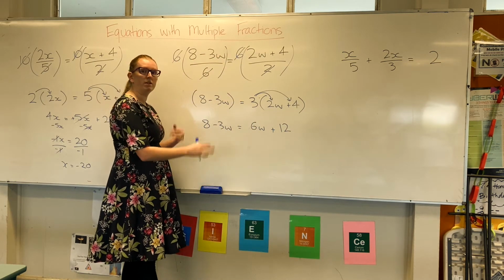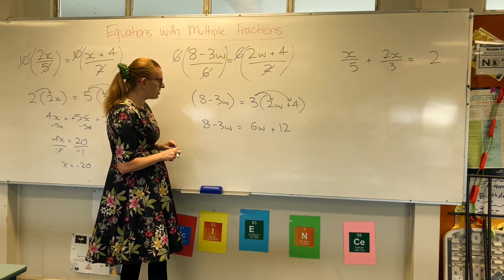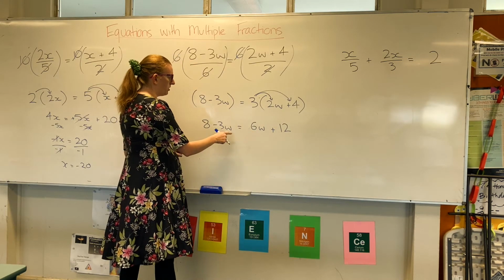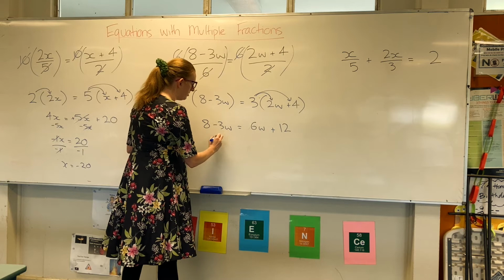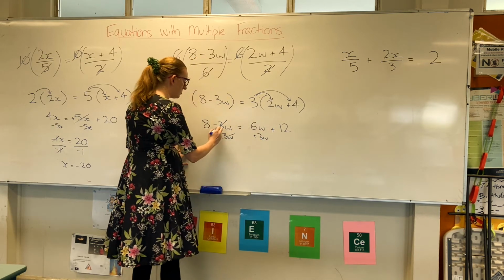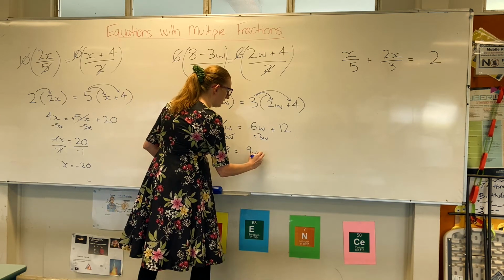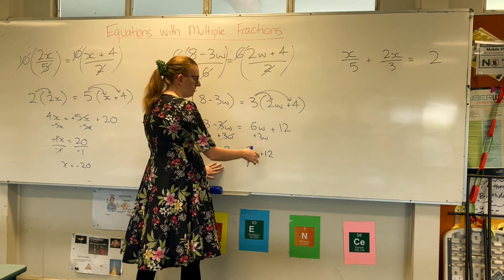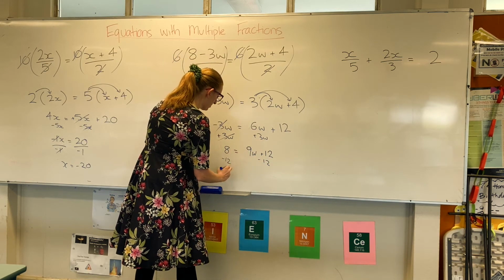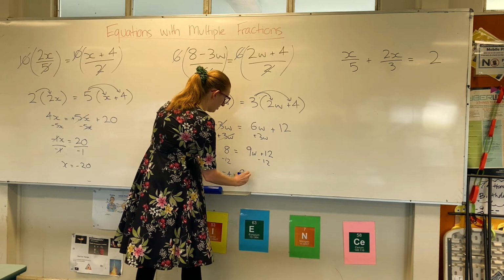So I've got to try and move all my w's to one side and move all my numbers to the other side. So I might choose to move my w's to this side and my numbers to this side. So how do I move a minus 3w? I add 3w. Plus 3w. So they've cancelled out. So here I've got 8. And on this side I've got 9w plus 12. Okay, now I need to get rid of the 12. So I minus 12. Minus 12, so that gives me negative 4 is equal to 9w.